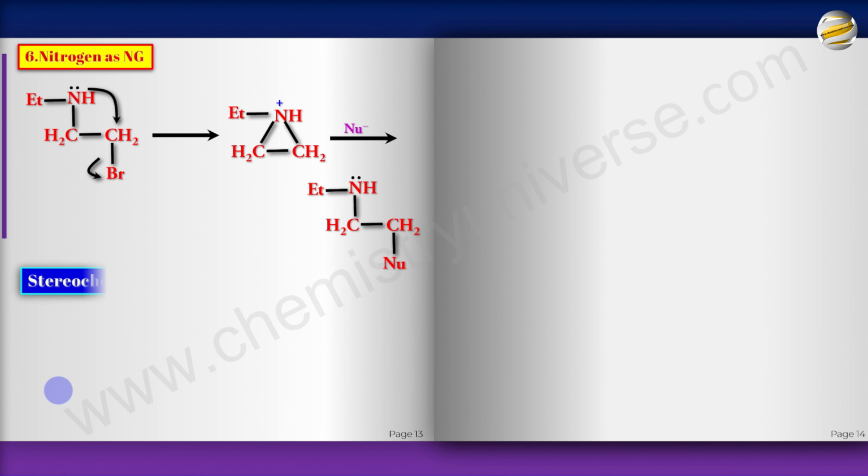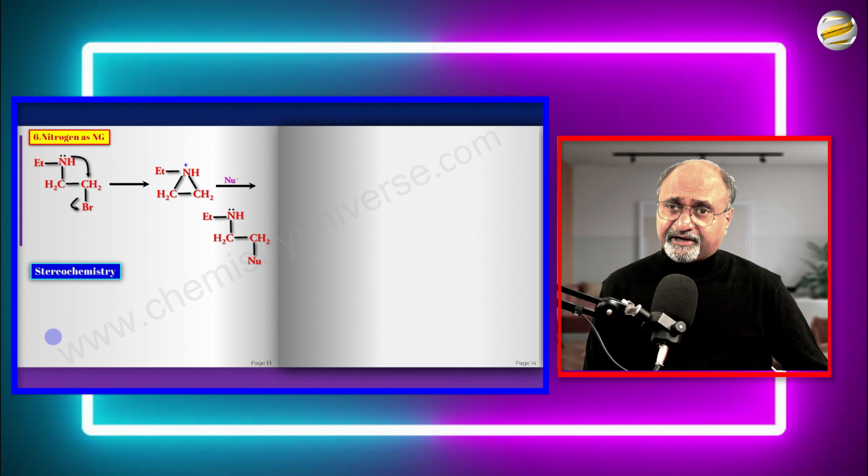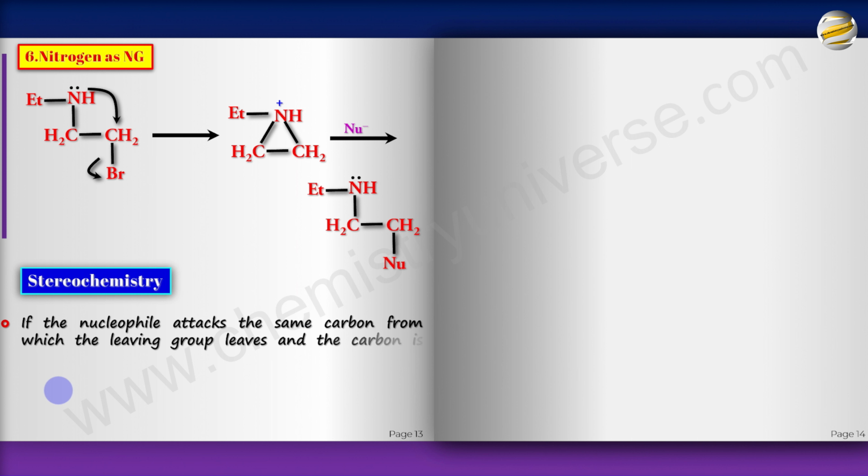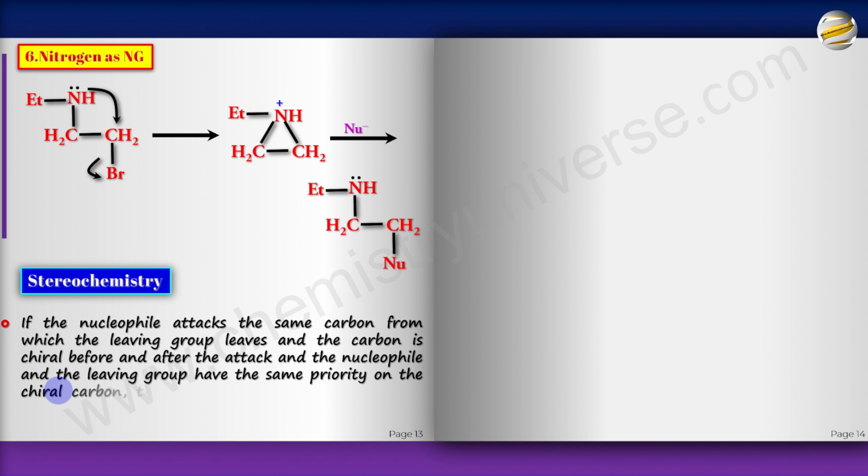And if you look at the stereochemistry, assuming both carbons were chiral before and after the attack, that means the carbon having the leaving group was chiral. The carbon now having a nucleophile is chiral, and the leaving group and the nucleophile have the same priority, then the carbon will show retention of configuration. So if the nucleophile attacks the same carbon from which the leaving group leaves, and the carbon is chiral before and after the attack, and the nucleophile and leaving group have the same priority on the chiral carbon, then in SNGP, there is retention of configuration.